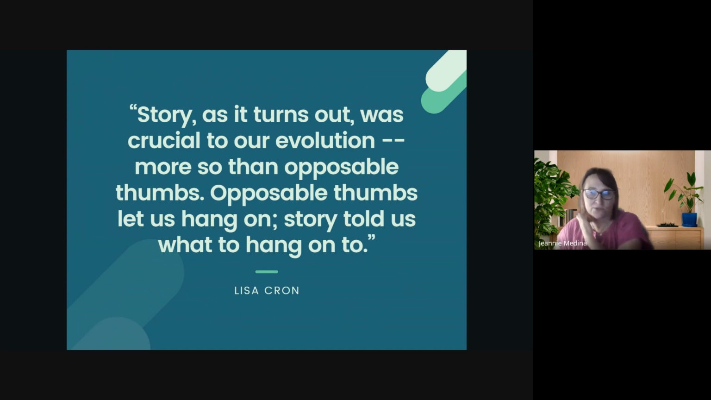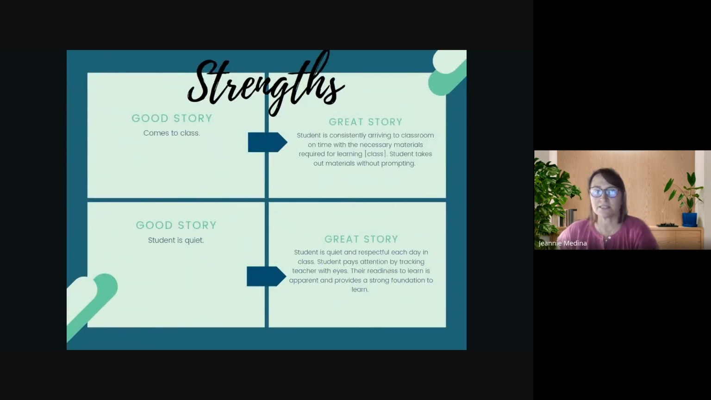Story, as it turns out, was crucial to our evolution more so than opposable thumbs. Opposable thumbs let us hang on. Story told us what to hang on to. And so this leads us to, how do we go from a good story to a great story?